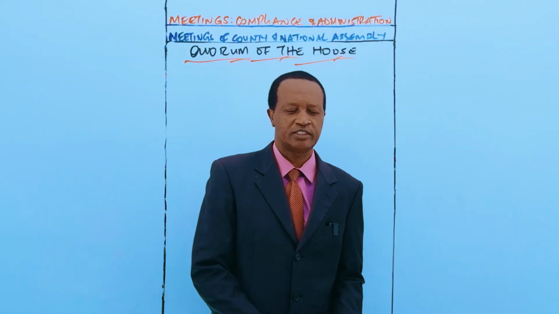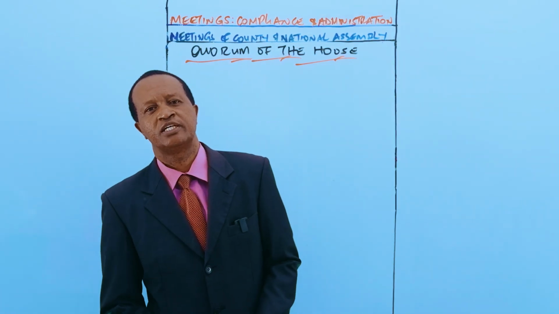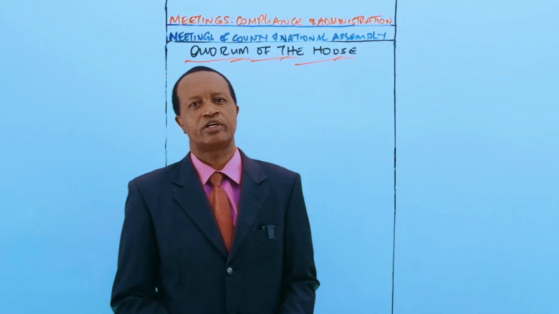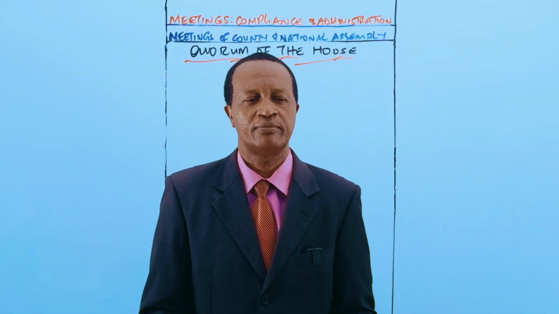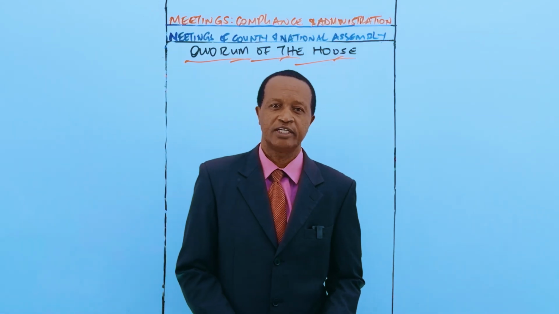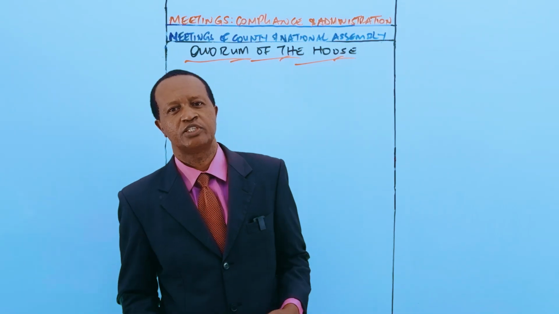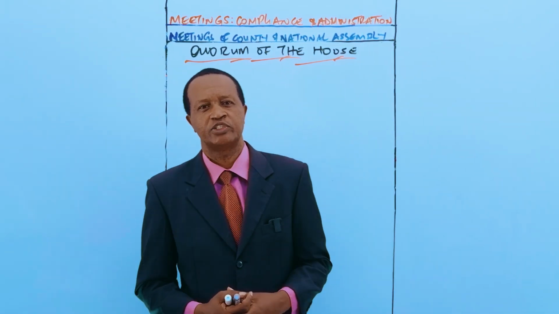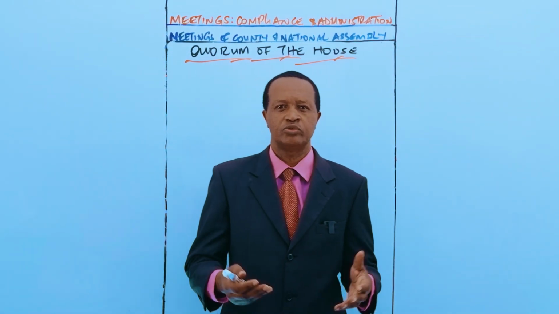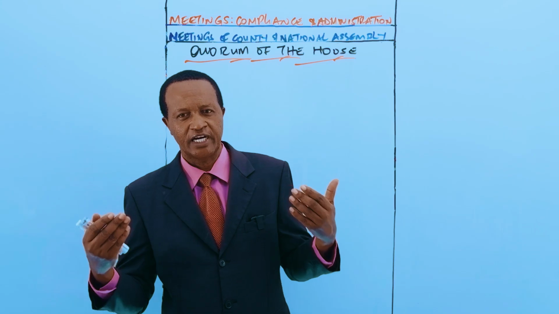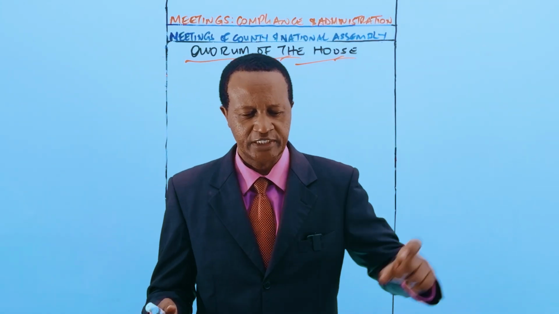In our today's lesson, under the topic meetings of national and county assemblies, we are going to study the quorum of the house. By now we understand a quorum is a minimum number of members who must be present in the house or in a committee for its proceedings to be legally valid and for it to make binding decisions. So this rule is designed to ensure that legislative actions represent a reasonable cross-section of elected representatives.